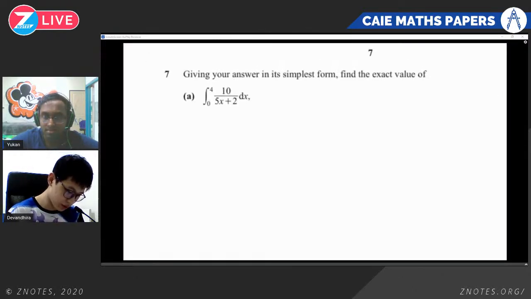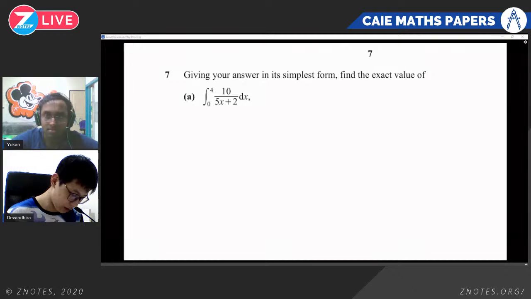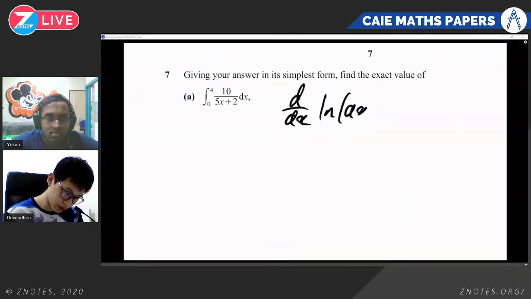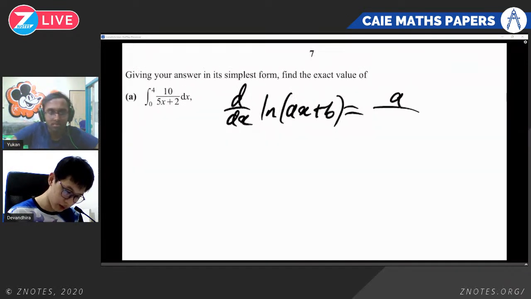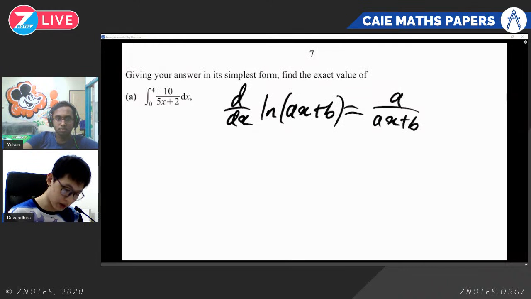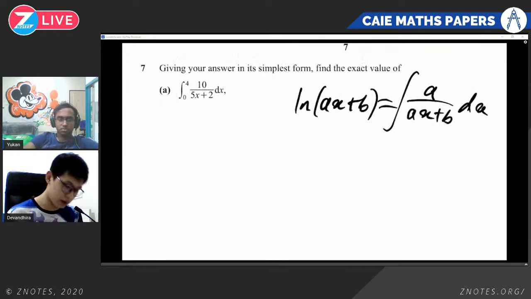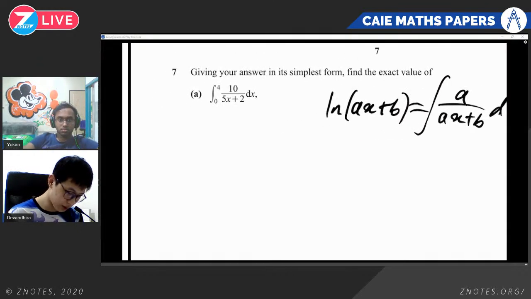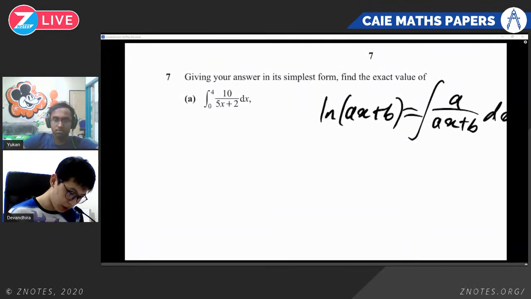Okay. So let's move on to the next question, integration. I like integration. So let's do the first question here. The integral from 0 to 4 of 10 over 5x plus 2 dx. So remember that the derivative of ln of ax plus b is always a over ax plus b. That means if you integrate this, you'll get the function itself, the ln itself. So it's the same thing for this one. But you see our a right here is just 5, right?